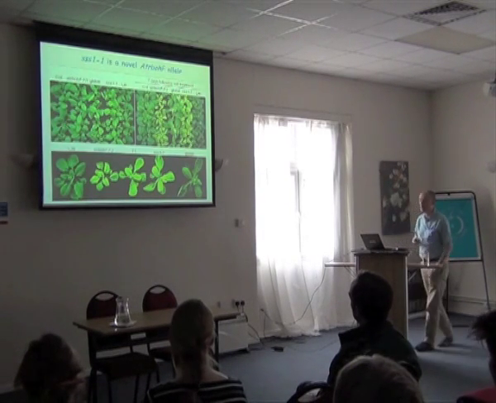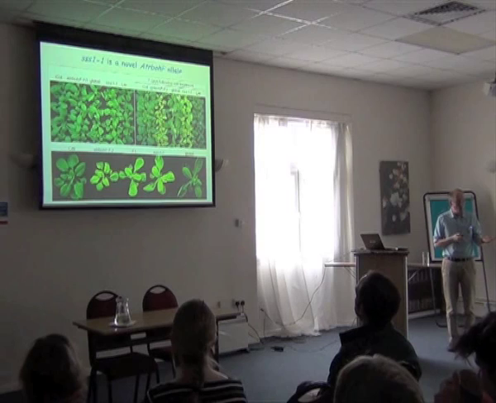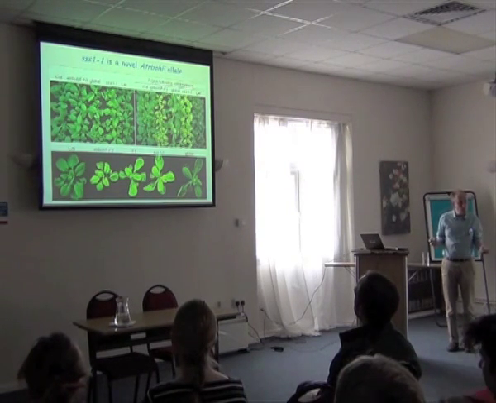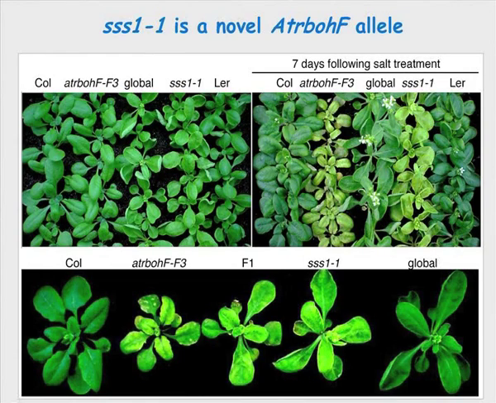And so, now that we think it's ATRBOHF that's affected, you can order up from the Arabidopsis stock center new alleles, different plants which carry mutations in that gene. This is an example of one here, a so-called T-DNA insertion into ATRBOHF, compared with Columbia, its progenitor. Again, you can see 7 days following salt treatment, it's pale in the same way that our original SSS1 mutant was pale. And indeed, if you make a cross between the two of them, here's the F1 plant, you can see that plant is pale on salt.